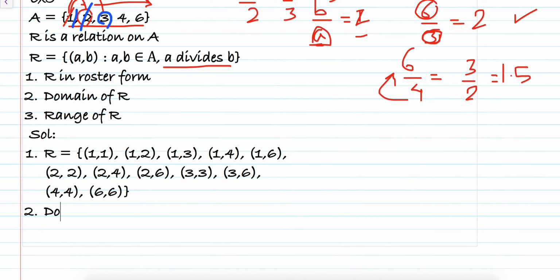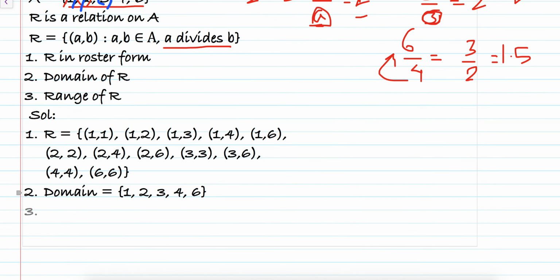Now what's the domain of this? All the first elements of the pairs. So 1 we have already taken. Next is 2, then 2 is done here, then 3, and 4 and 6.